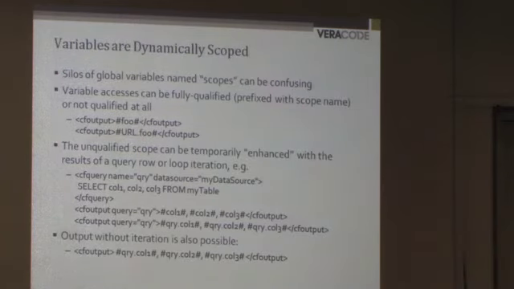Here's another good one. Variables are dynamically scoped. So they have these things that are called scopes, and they're silos of global variables that are predefined within the ColdFusion runtime. And there's maybe about 10 or 15 of them that are predefined. I've got a slide on that.